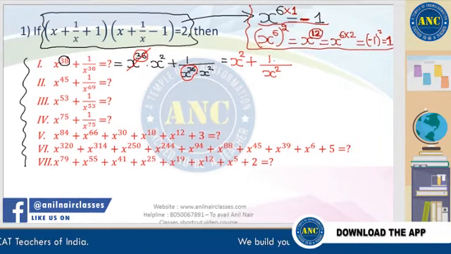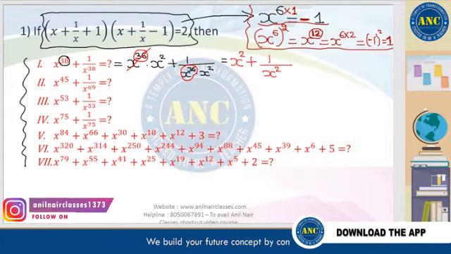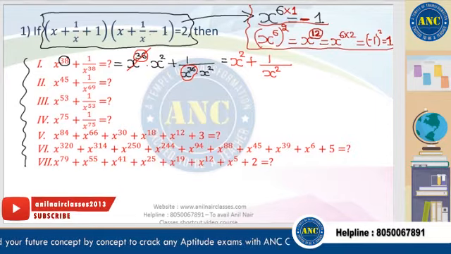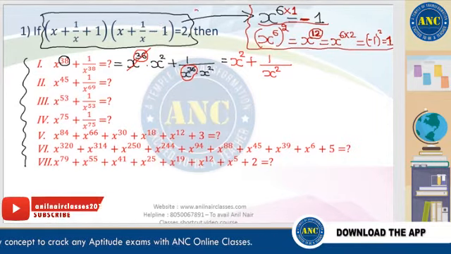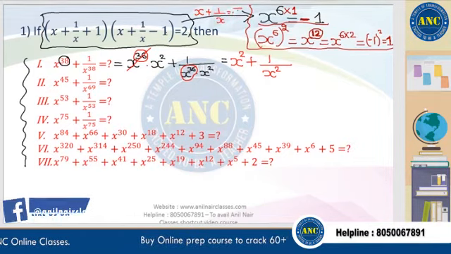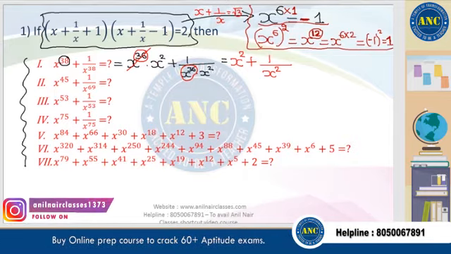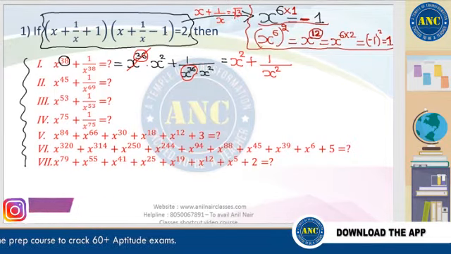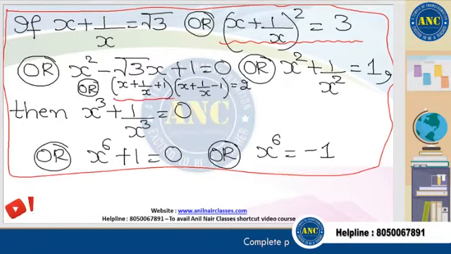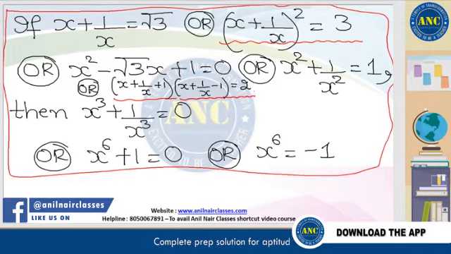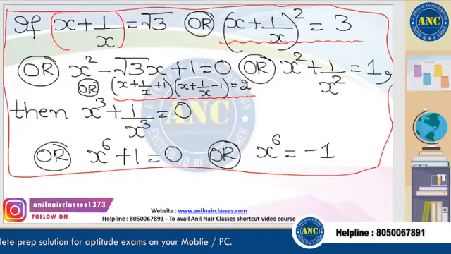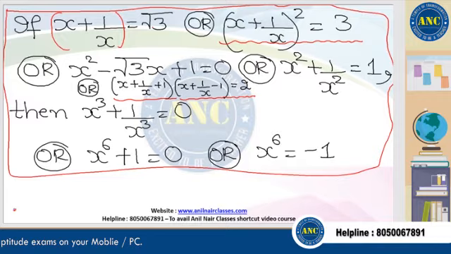But we also know that this if condition (x + 1/x) + 1 into (x + 1/x) - 1 equal to 2 can also be expressed as x + 1/x is equal to root 3. All things are same. That is the reason I am telling you so many times, never ever forget the table I gave. This one box, (x + 1/x) + 1 into (x + 1/x) - 1 equal to 2, can also be called x + 1/x equal to root 3. Everything is same. The ways of expressing them are different.